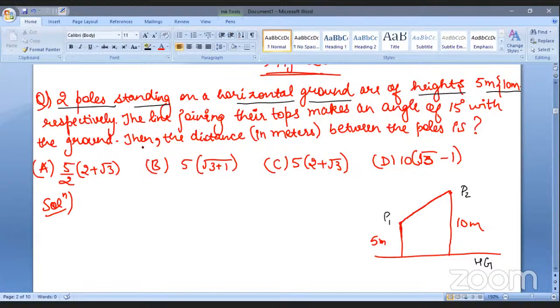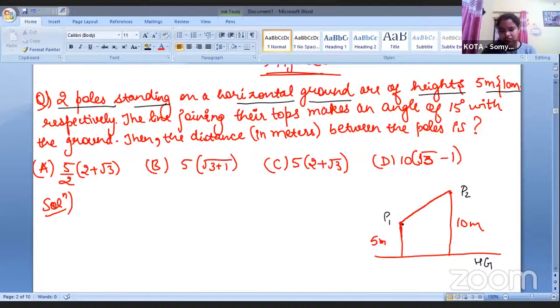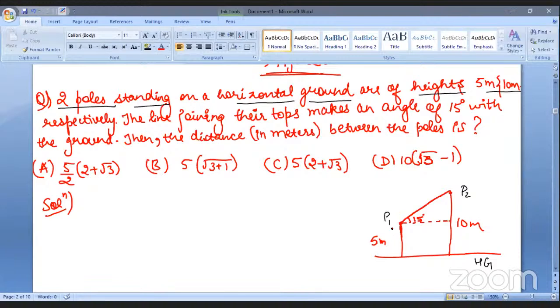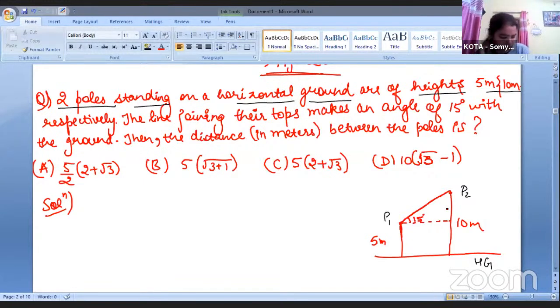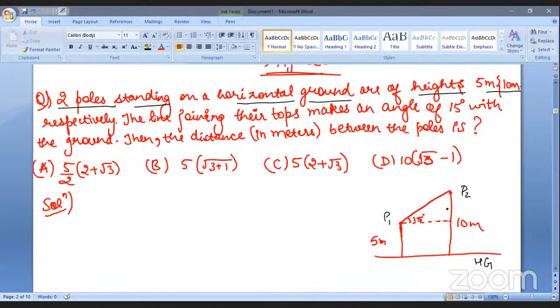Yes, ma'am. Okay. So, actually, if this particular line joining the tops is making a 15-degree angle with the ground, we have to make a horizontal line which is parallel to the ground, and we will have to consider this. Ma'am, why don't we extend the P1, P2 line to the ground? Why don't we extend it? The hypotenuse line to the ground, ma'am. P1, P2 line to the ground.